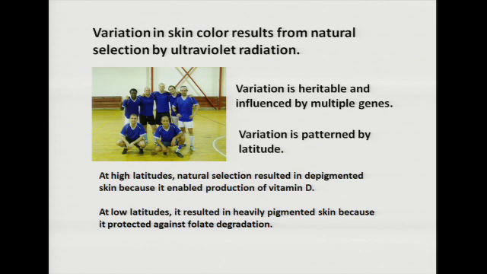So we need to make vitamin D during the short time period when there's enough UV radiation for us to do so. We need to be depigmented. At low latitudes, we had selection for the opposite. We had selection for heavily pigmented skin because there's lots and lots of ultraviolet radiation throughout the year.